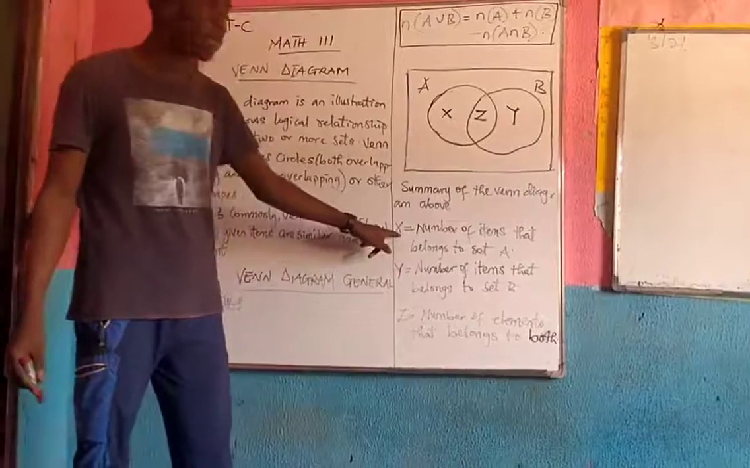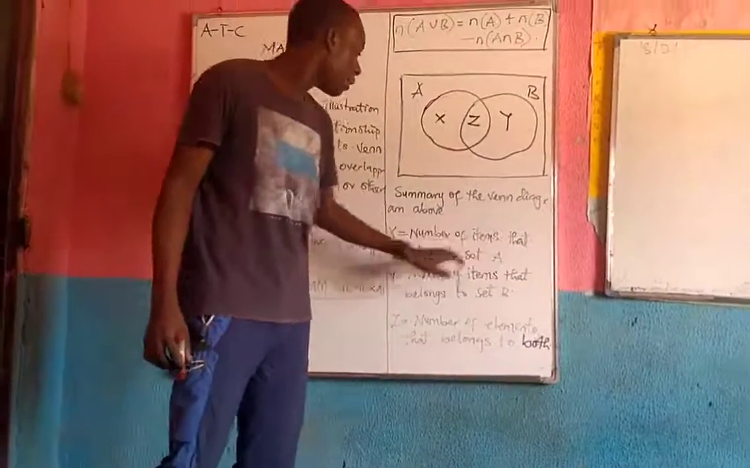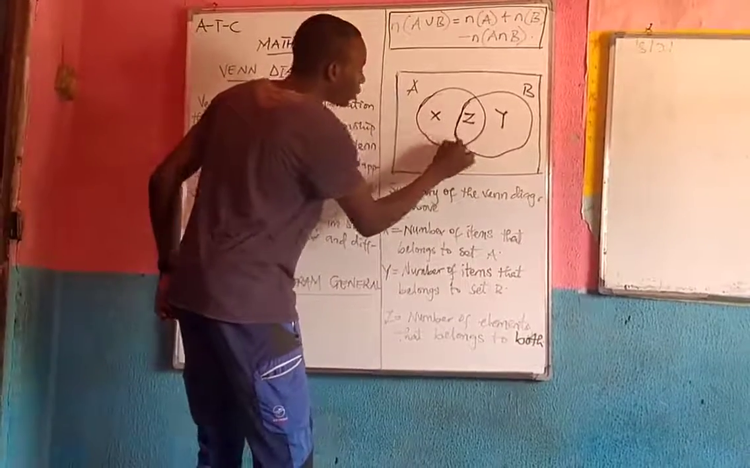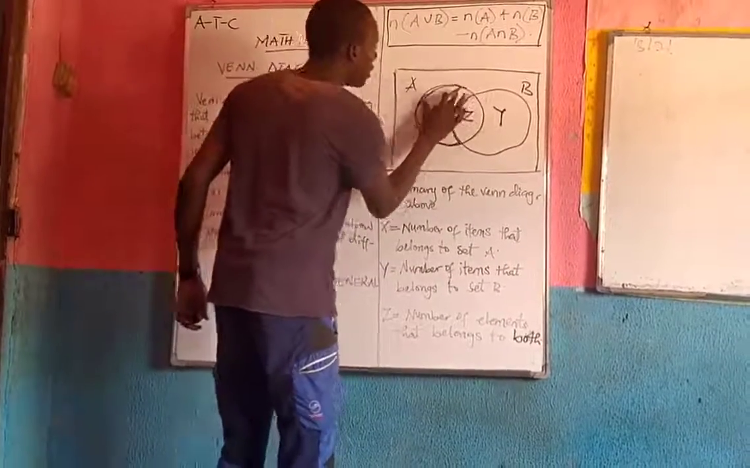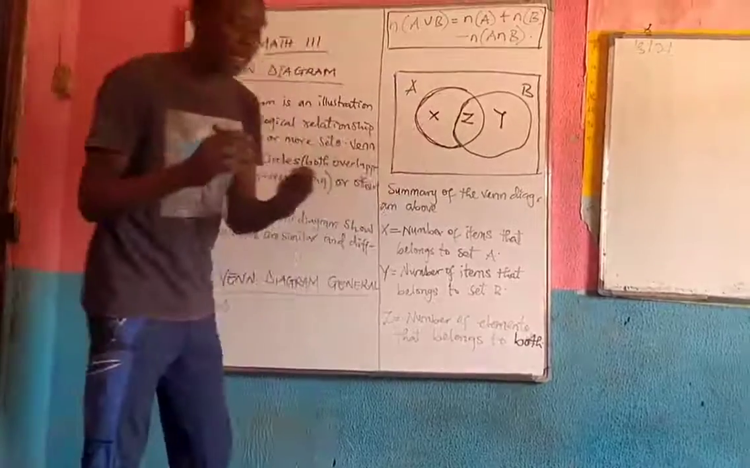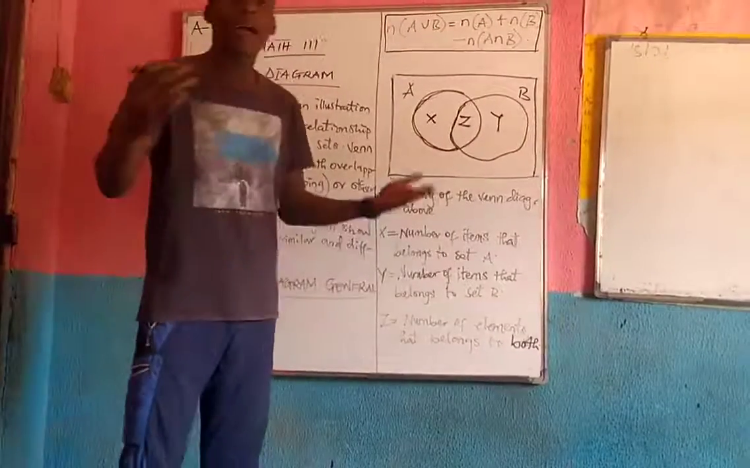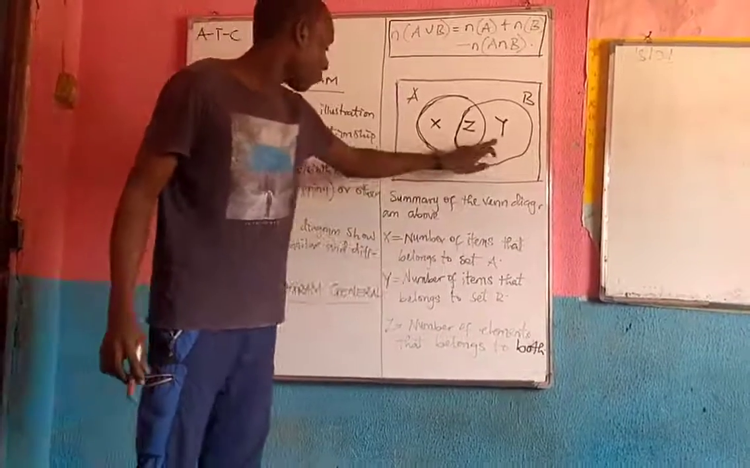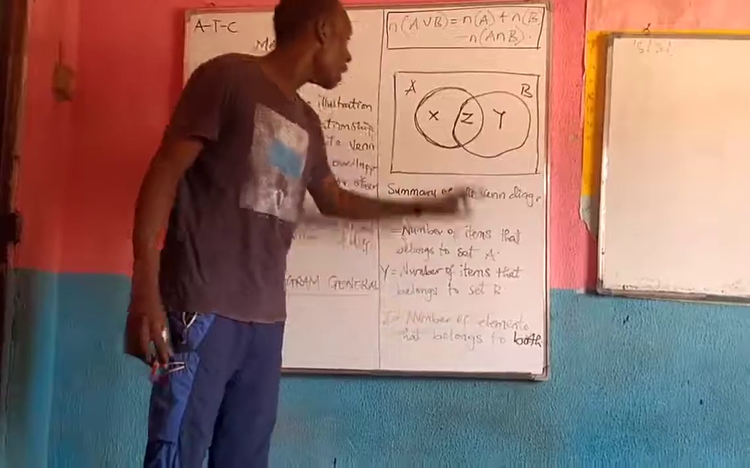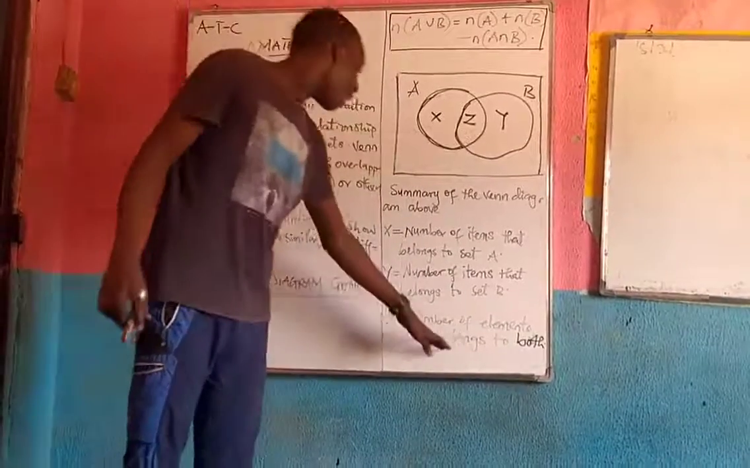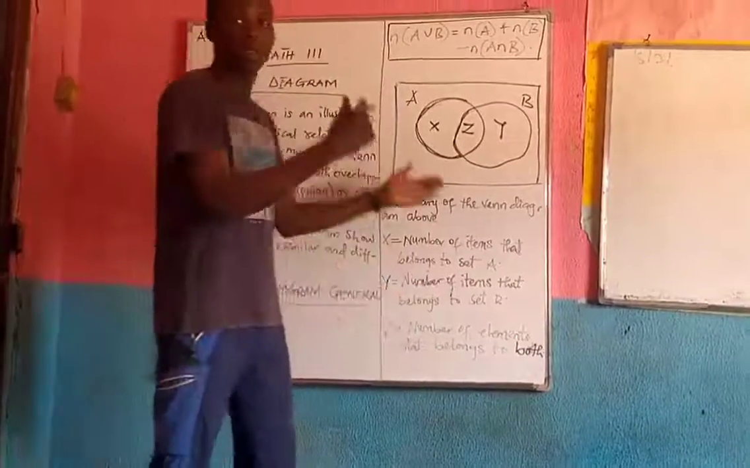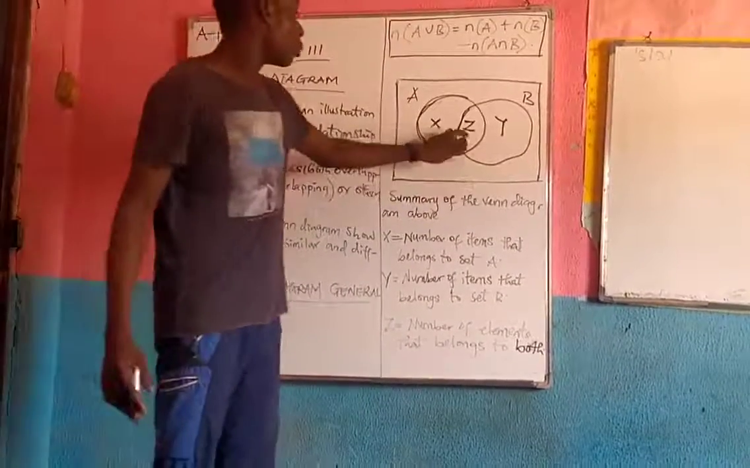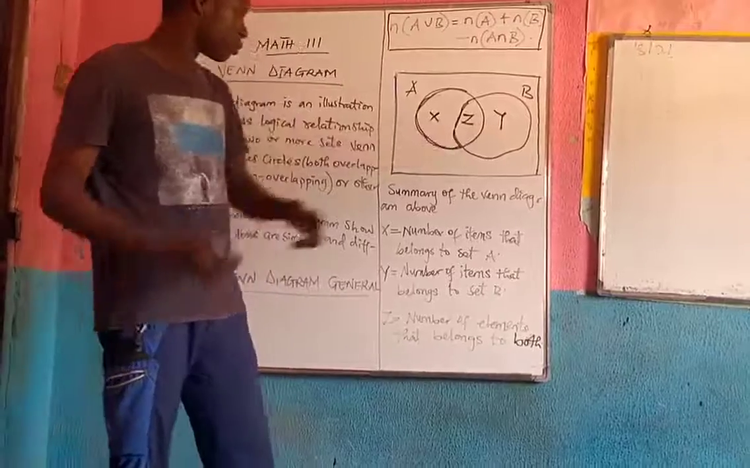X here means the number of items that belong to set A. So from this place, all this area, is the number of items that belong to set A, while Y is the number of items that belong to set B. Then Z is the number of elements or items that belong to both. So you can see there's an intersection here, right? So they share a common item at this point.